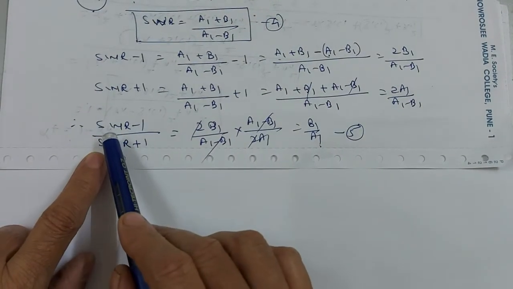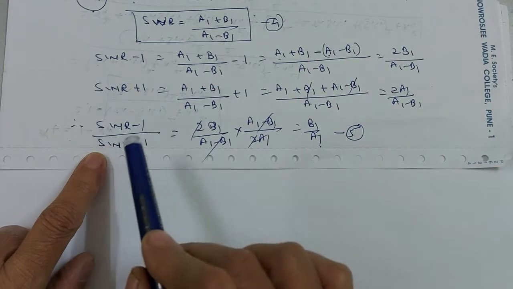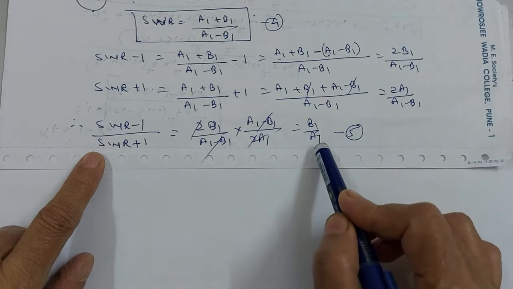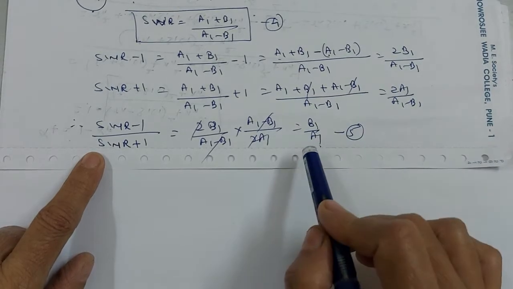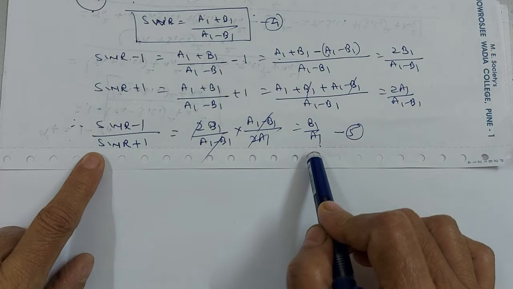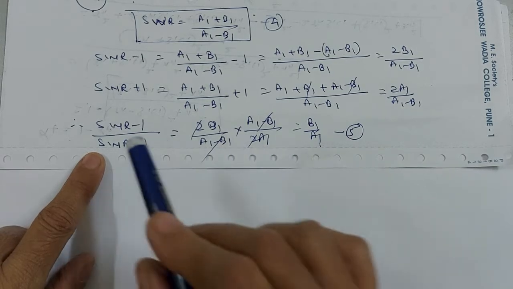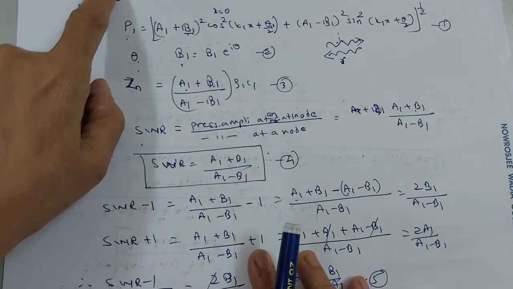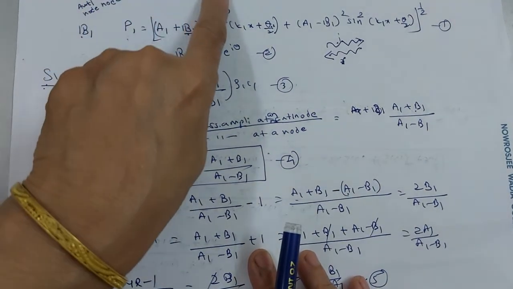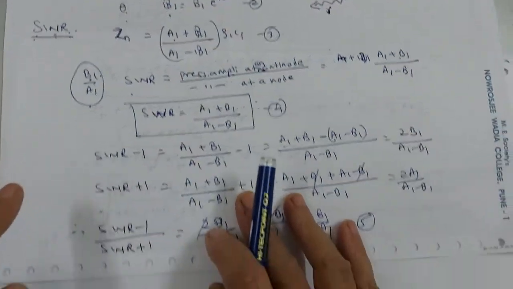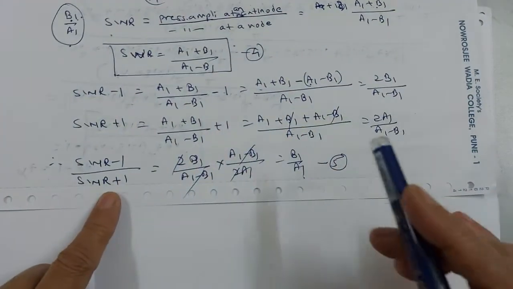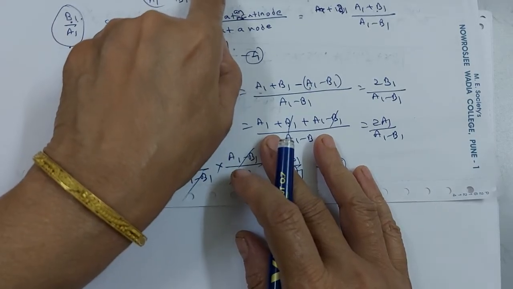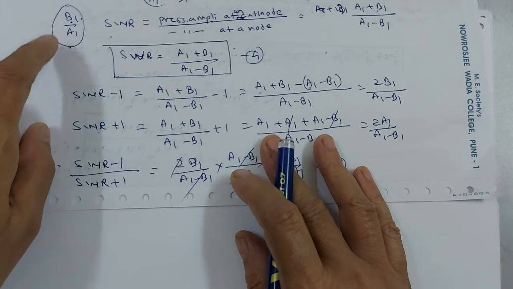Here we had the relation (SWR minus 1) upon (SWR plus 1) will give you the value of B1 upon A1. So we come to know that by measuring the position of either the first antinode or the first node relative to the reflecting wall, it is possible to calculate the phase angle theta by which B1 leads A1.